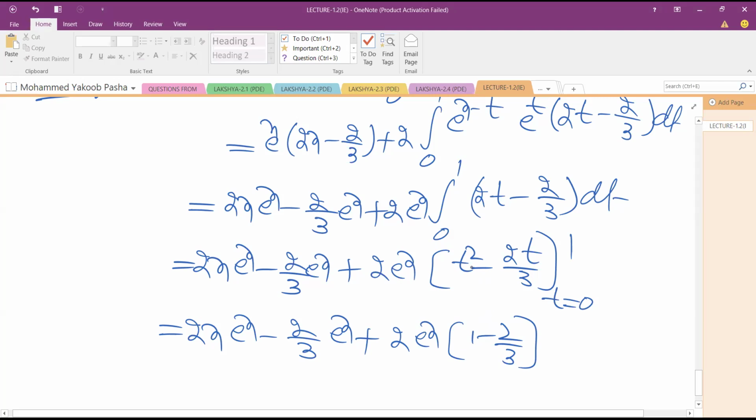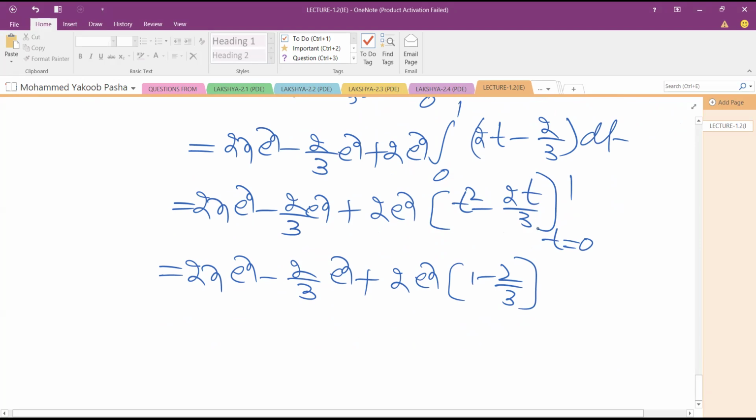Yeah. 1 minus 2 by 3. Is it correct? The lower limit is 0, so I have written 0 completely. First, the upper limit, that is 1 minus 2 by 3, and the lower limit is 0.